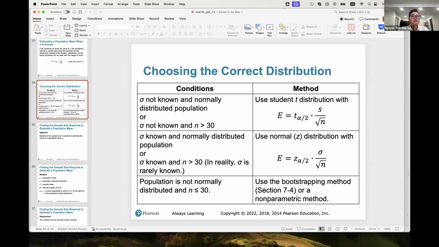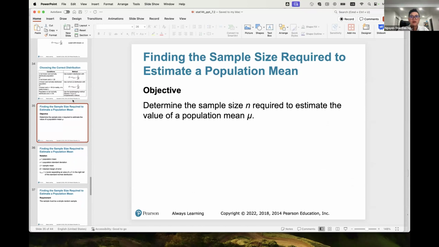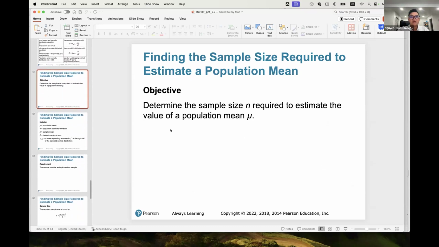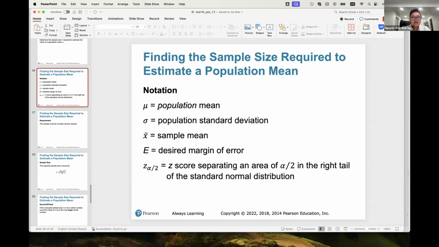Let's see. Okay. Finding the sample size required to estimate a population mean. Objective: we need to determine the sample size n required to estimate the value of a population mean mu. In this case, we need to know all these notations, and we know them all, right? This is the population mean. This is the population standard deviation. This is the sample mean, margin of error, and this is the z-score separating an area of alpha over 2 in the right tail of the standard normal distribution.